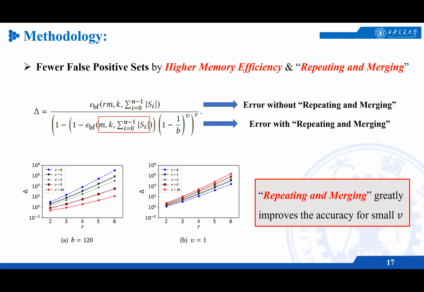Here, B is the number of partitions, R is the number of repetitions, and V is the multiplicity, representing that an element exists in V sets. Delta values greater than 1 mean the superiority of the repeating and merging technique. We fix other parameters and analyze it theoretically. And we can observe from the result that the repeating and merging technique greatly improves the accuracy for smaller multiplicities V.